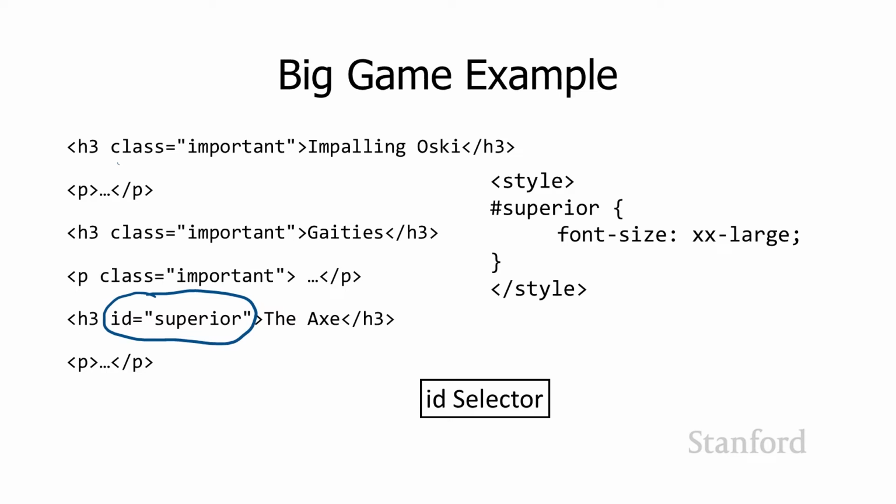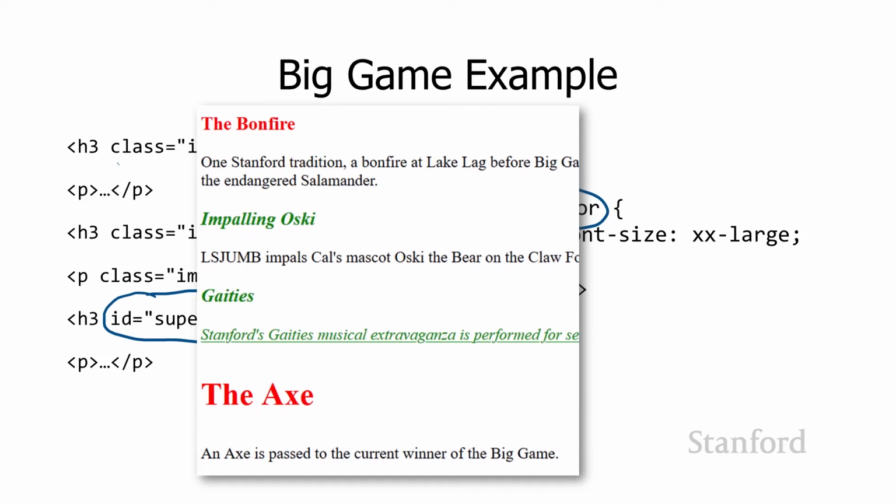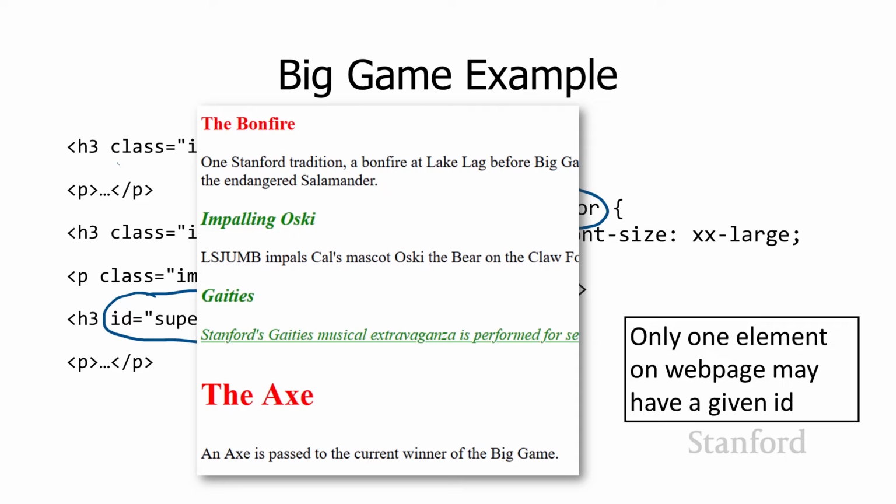It uses the number sign instead of the dot. And the key thing about the ID is only one element on the web page may have a given ID. So, we can mark as many elements on the web page as we want with class equals important. There can only be one single element on the web page with ID equals superior. And that's really its purpose. So there's a couple of times when you're trying to create an element on the web page and you only want one possible element to be there. And it's also useful as a documentation device.